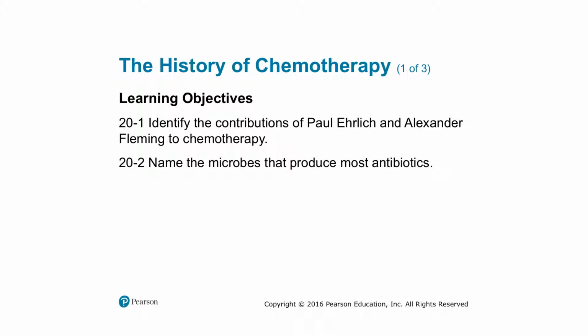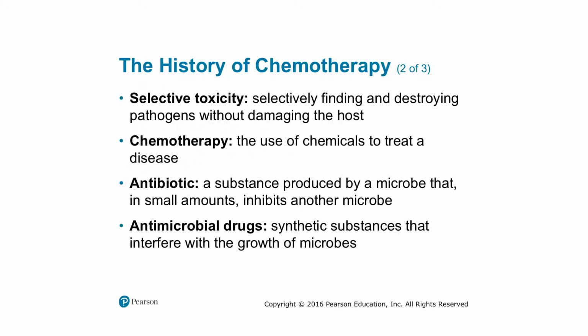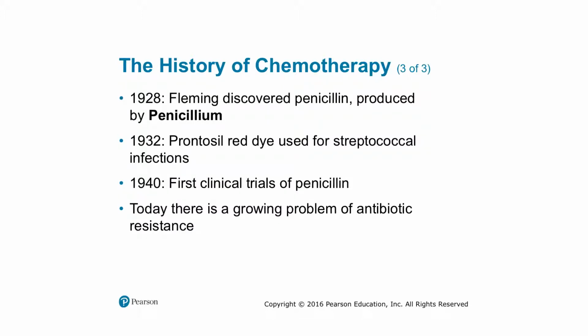Here we're going to discuss the history of chemotherapy. The history of chemotherapy started with selective toxicity. It's selectively finding and destroying pathogens without damaging the host. Chemotherapy is the use of chemicals to treat a disease. An antibiotic is a substance produced by a microbe that in small amounts inhibits some other microbe. And antimicrobial drugs are synthetic substances that interfere with the growth of microbes.